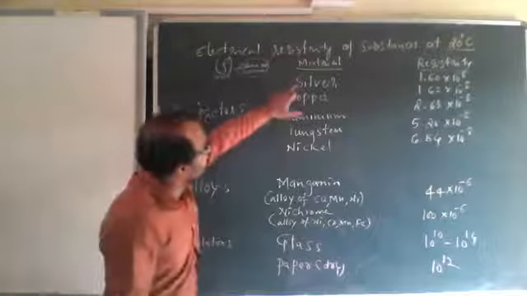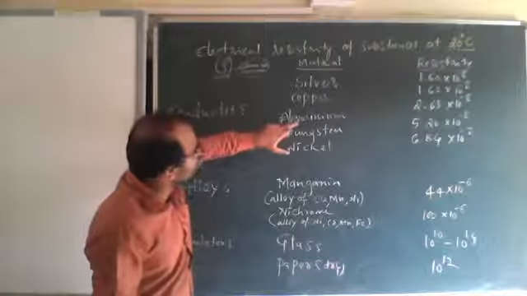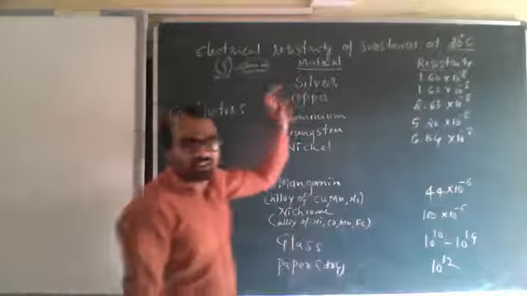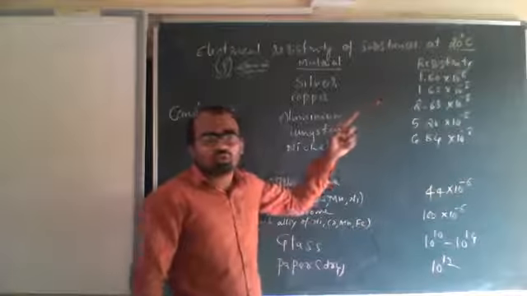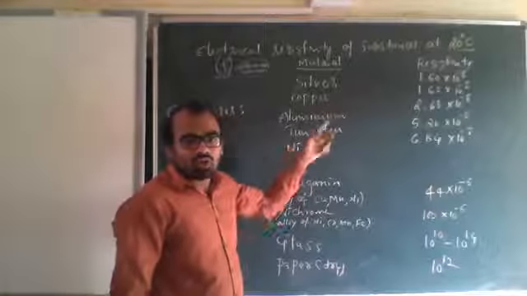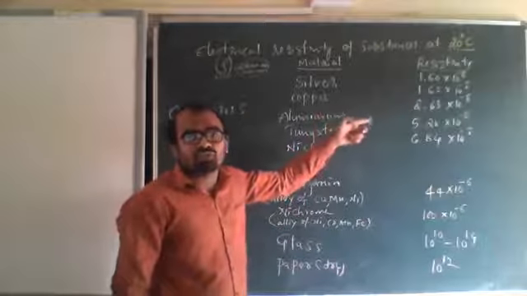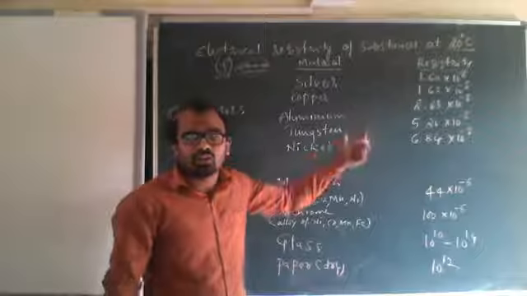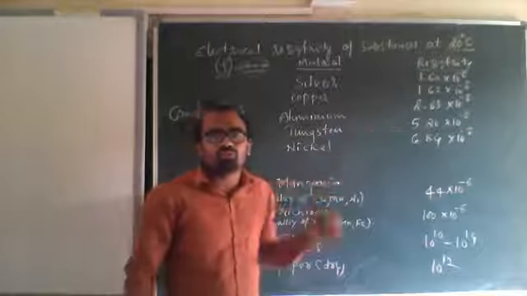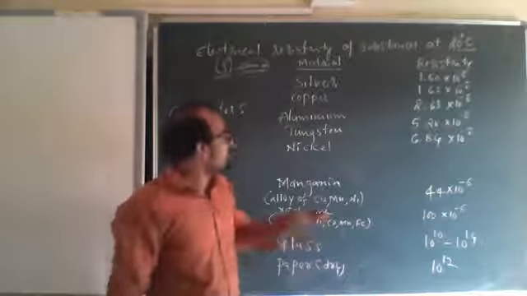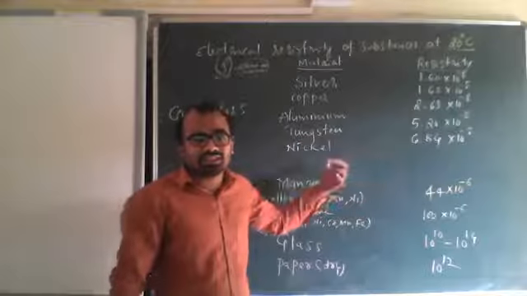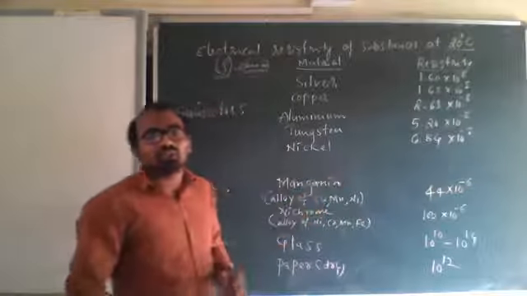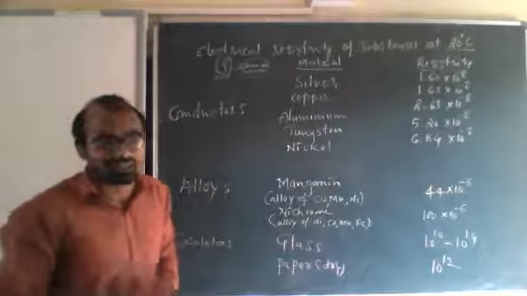See here, the conductors: silver, copper, aluminum, tungsten and nickel. See their resistivity. Silver is 1.60 into 10 to the power minus 8 and copper 1.62 into 10 to the power minus 8, whereas aluminum is 2.63 into 10 to the power minus 8 and tungsten is 5.20 into 10 to the power minus 8, whereas nickel is 6.84 into 10 to the power minus 8.